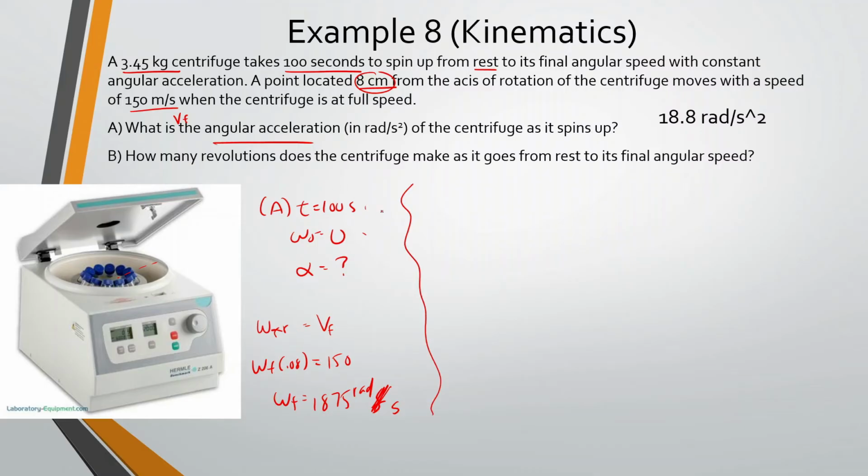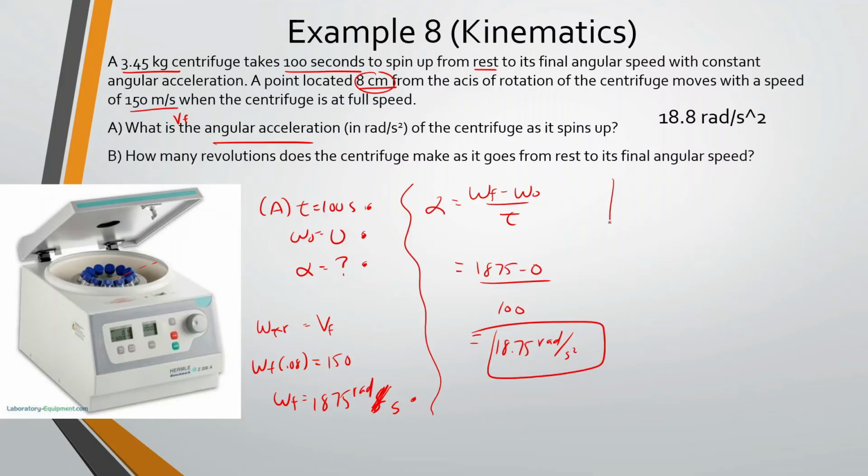But now we have 4 pieces of information. We have time, omega initial, alpha that we're looking for, and omega final. So alpha is equal to omega final minus omega initial over t. Omega final 1,875 minus 0, over t, 100. And what we get is 18.75 radians per second squared.